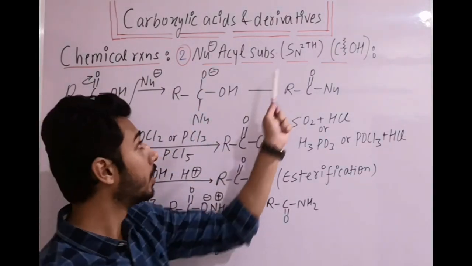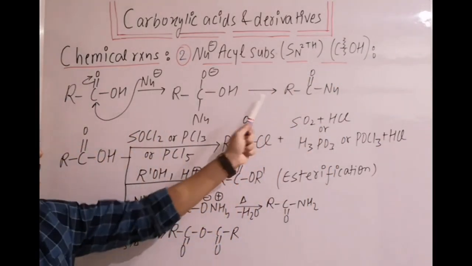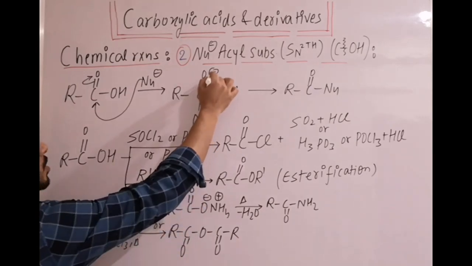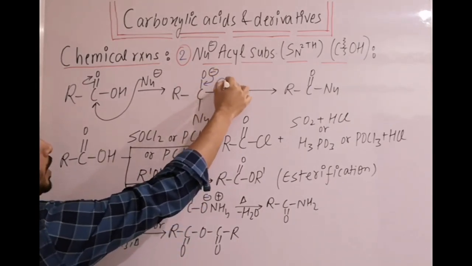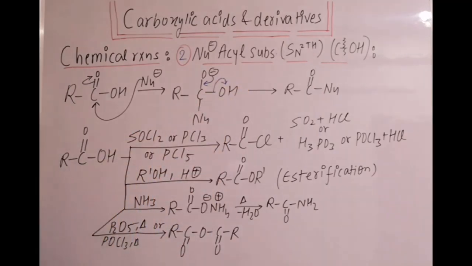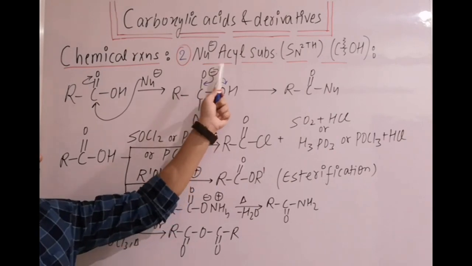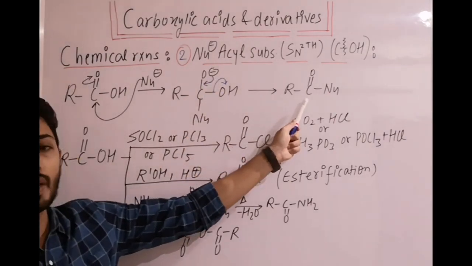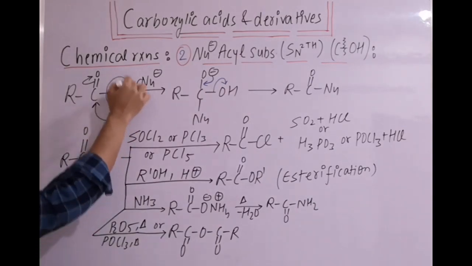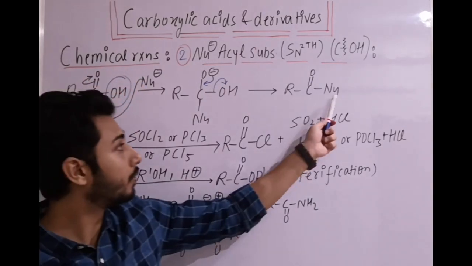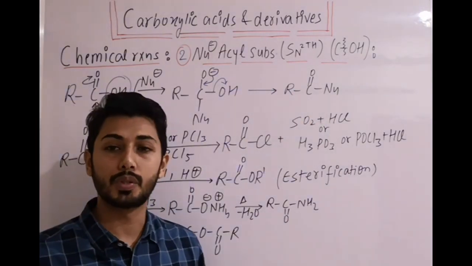That's why the name is SN2TH, tetrahedral intermediate. And then again this minus charge quickly stabilizes, forming C double bond O, and OH leaves. Here OH minus leaves. How? Because of the electronic pressure, that's why the double bond to O quickly forms. And in short, what we get in place of OH is finally a nucleophile, that is the acid derivative, by nucleophilic acyl substitution.